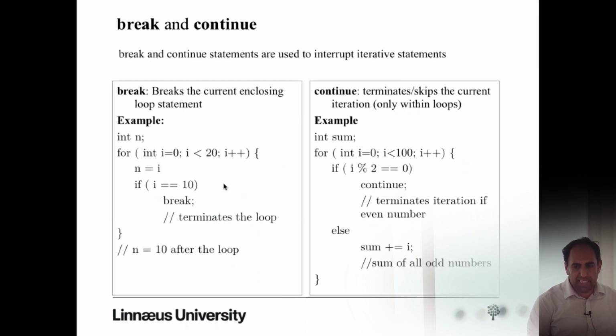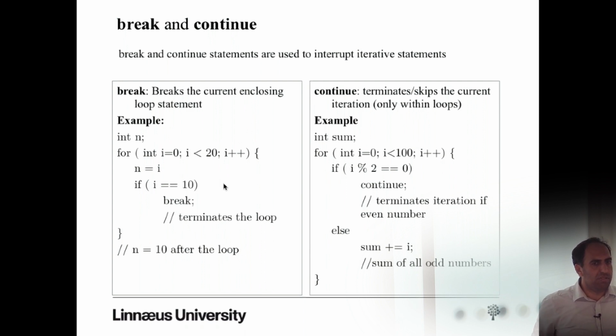Then the last two, break and continue. Quickly, if for some reason you want to interrupt your loop based on some values in your program, you can use the break statement. Whenever that break statement executes, it will stop your loop and the control will be shifted out of the loop to the next statement that follows.